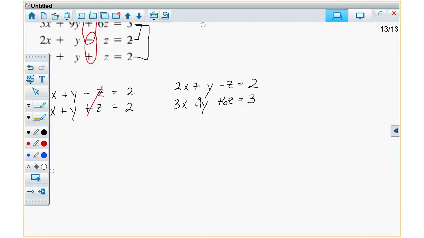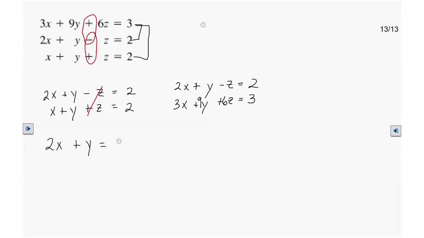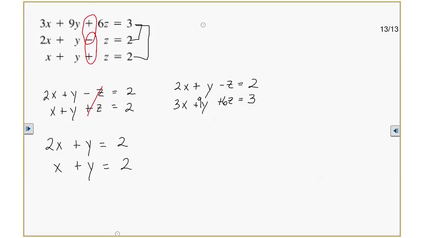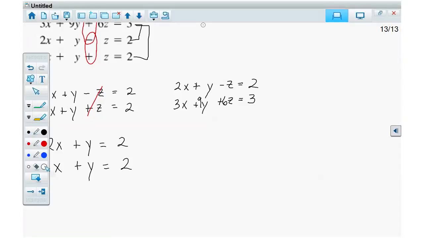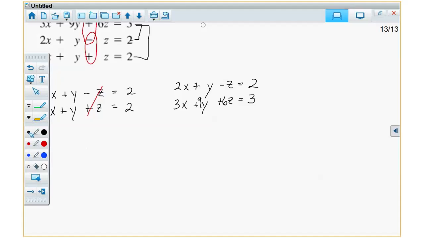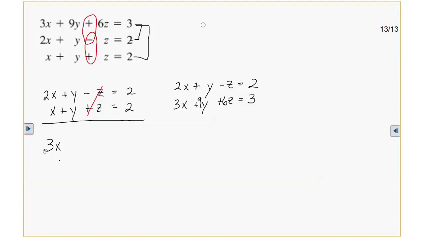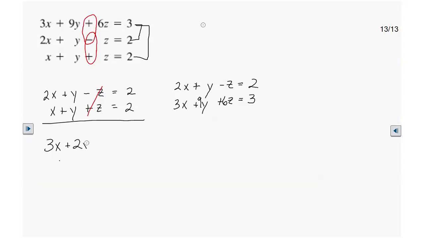So I've got 2x plus y is equal to 2, and x plus y is equal to what? 2. And then over here, I'm sorry, I got to add them. I don't know what I'm talking about. Had a brain bubble. Didn't even add them. What's 2x plus 3 plus x? 3x. And y plus y is, and 2 plus 2 is 4.